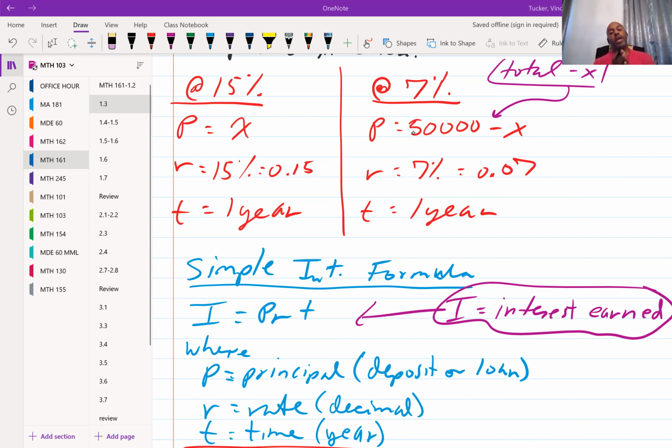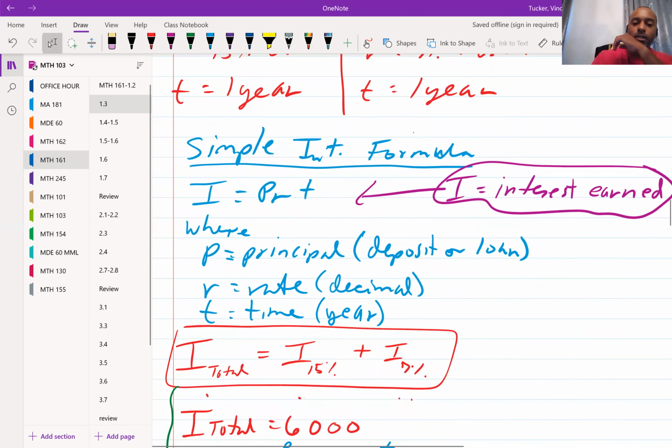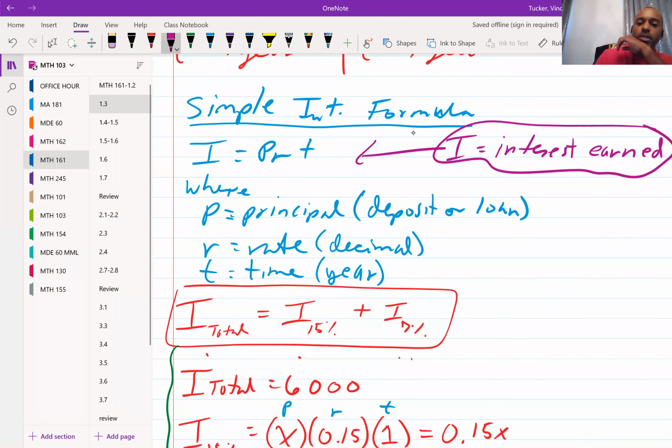All right, so now we have an algebraic representation for the unknown pieces. Now we want to set up our equation. So thought process here, we have a total amount of interest that we want to earn. So we're going to take the interest earned from the 15%, add it to the interest earned at the 7%, and that will give our total interest that we're trying to earn. So that's the thought process of how we want this equation to look.